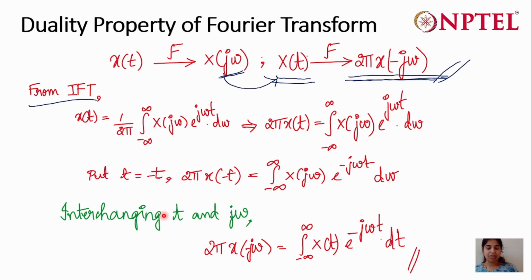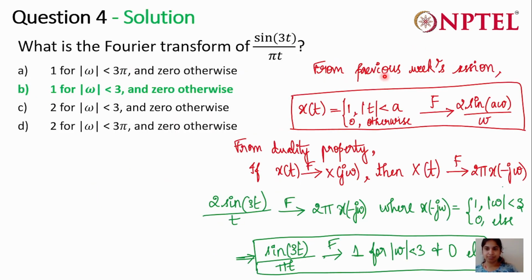Next step, we are interchanging t and j omega. If I do so, I will get 2 pi into small x of minus j omega equal to the integral from minus infinity to infinity capital X of t e power minus j omega t dt. So this is our duality property now. If I have capital X of t, its Fourier transform is 2 pi into small x of minus j omega. We are going to use this to find the answer.